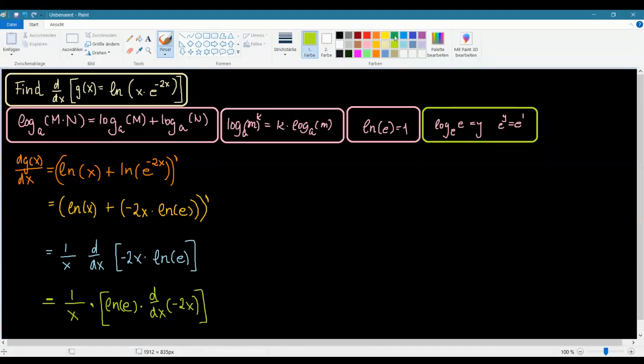Okay, well, that is not too hard to solve. x is x to the 1, so we're just going to end up with negative 2. So that's going to be 1 over x times 1 times negative 2. Okay, well that is just going to become 1 over x times negative 2. And that's just going to become negative 2 over x. That doesn't look right.